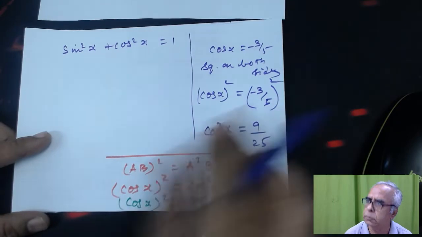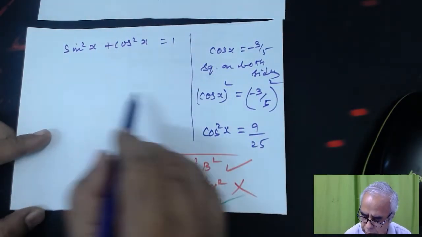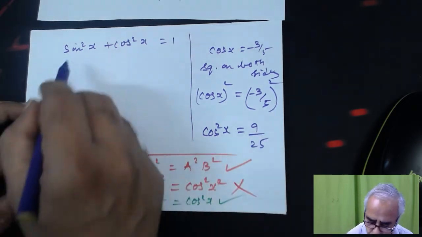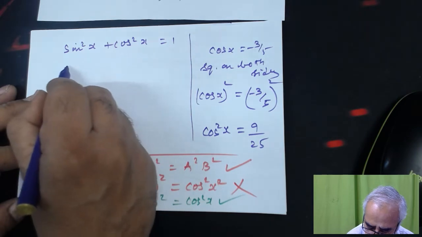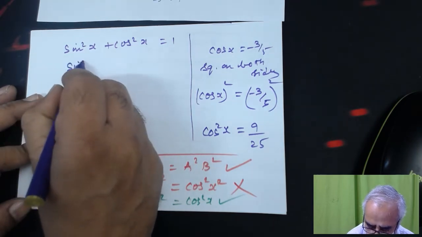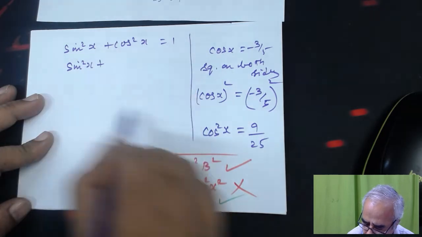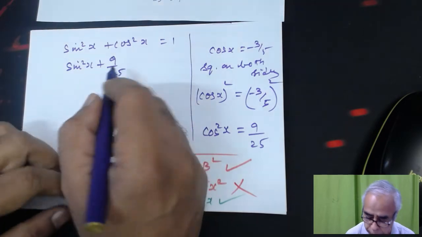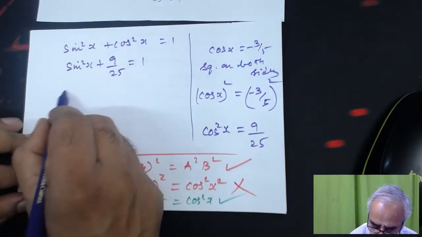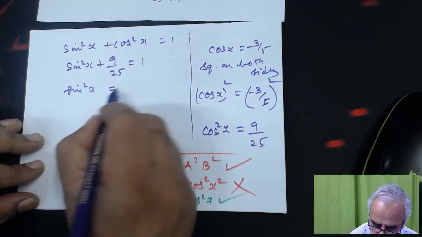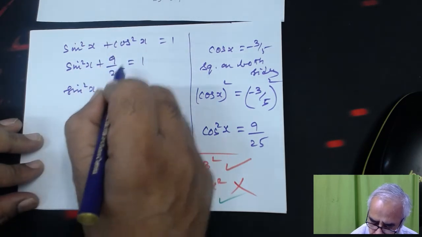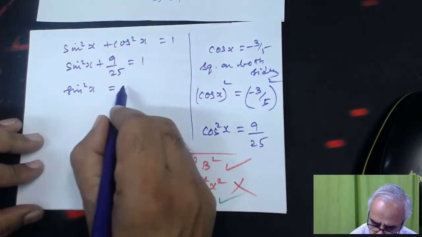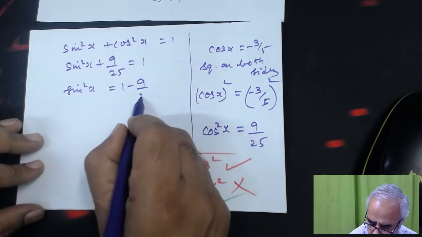Now we have here sin squared x plus cos squared x, and the cos squared x value is 9 by 25. So we can simply substitute this, as sin squared x is what we want to find out. So sin squared x plus 9 divided by 25 is equal to 1. Therefore sin squared x is equal to 1 minus 9 by 25, since plus 9 by 25 becomes minus 9 by 25 when it is brought to the right hand side.